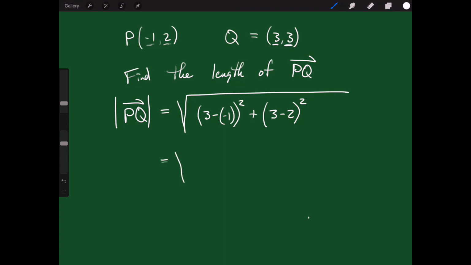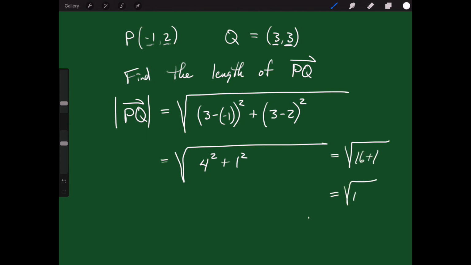So this is equal to the square root of 3 minus -1 is 4, so this is 4 squared, plus 3 minus 2 is 1 squared. So what do we have here? We've got 16 plus 1 underneath the square root, or this is the square root of 17. So the length of that vector would be the square root of 17. Make sense? Hopefully so.